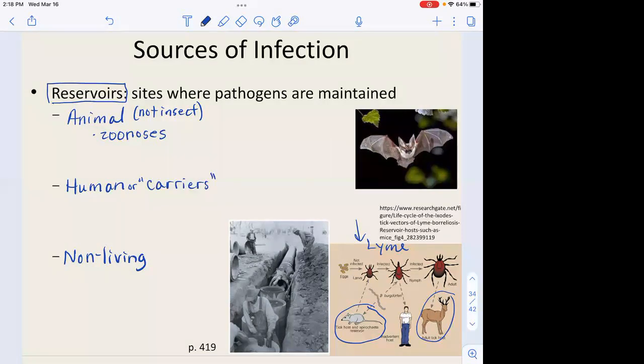Oh, so we call them reservoirs, or when it's human, we often call them carriers. One example of an infection where humans can be carriers, meaning, again, the human's not ill themselves, but they can make other people sick, is typhoid fever. So there was an example of this they talk about in your book.